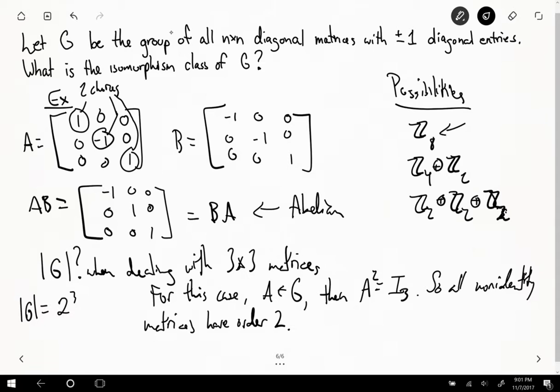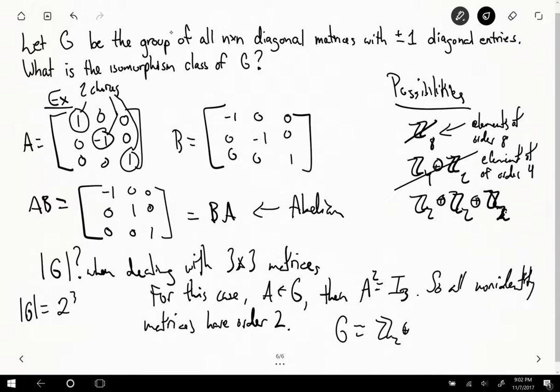Well, Z8 has elements of order 8, so it's out. Z4 direct product with Z2, that's out because there are elements of order 4. So our answer in this case is G is isomorphic to the direct product of 3 Z2s.